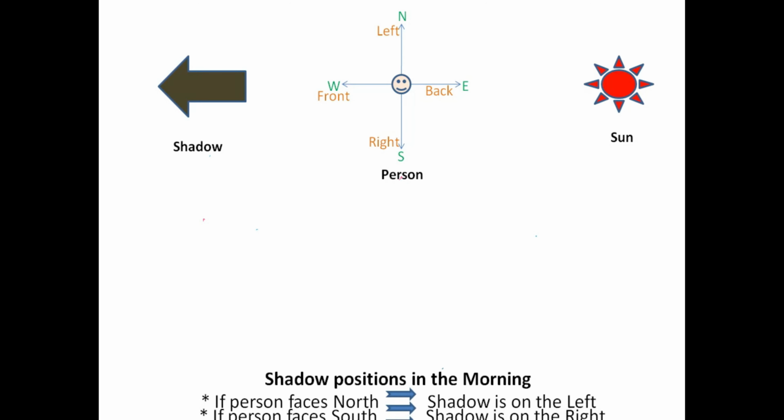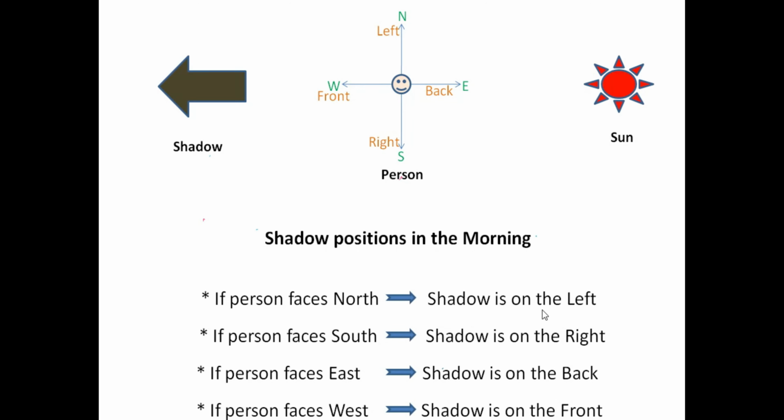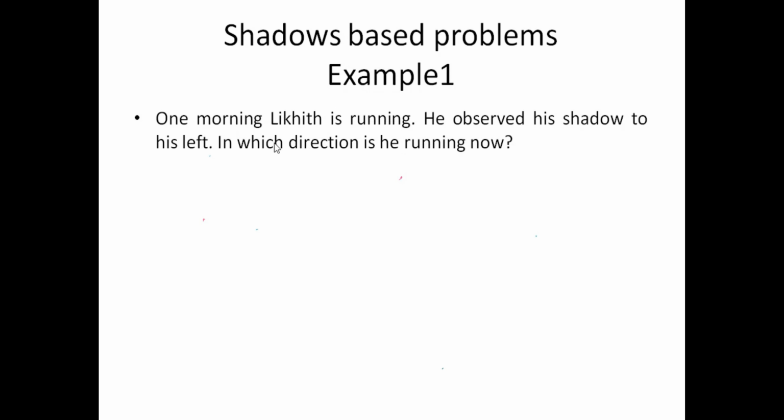Yeah, in the morning case, the shadow is on his left, which means the person faces north. Simple. Shadow is on his left, means the person is facing north. That's all. He observed that the shadow is on his left. Which direction is he running now? Yes, north.